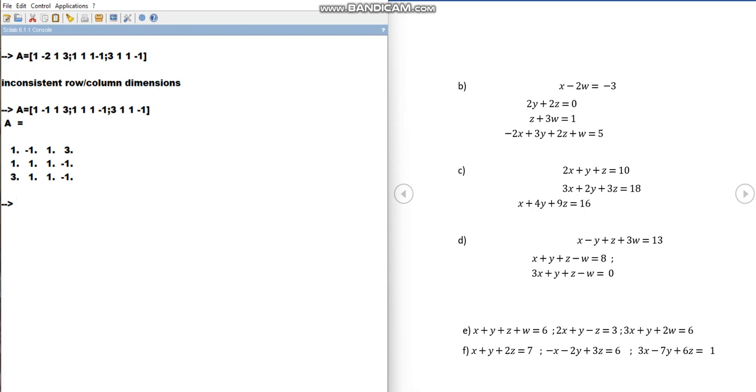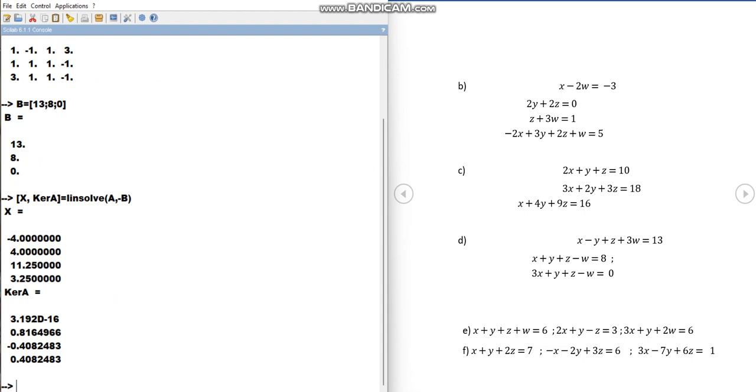Then declare the matrix B. It's a matrix of order 3 by 1. It's 13, 8 and 0. Let us write the previous command. So we see that the kernel of A is a non-empty set. The given solution x is not unique. That means there are infinitely many solutions to this system. So this way we have completed solving the system of linear equations.